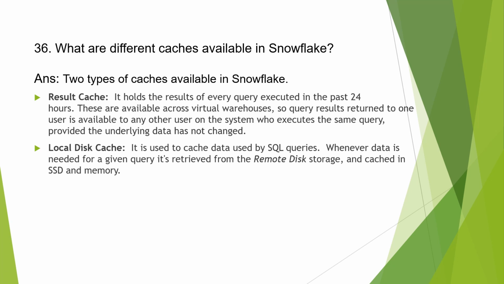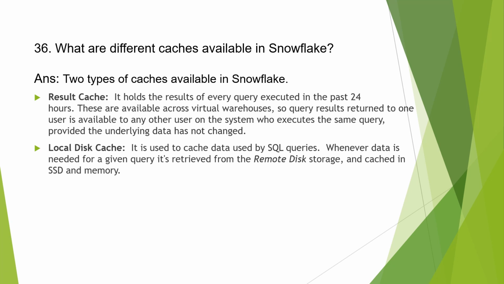The result cache will hold the results of a query up to 24 hours. Suppose I am running a query, and if I run the same query again within the next 24 hours, instead of fetching the results from the permanent storage, it will fetch the data from the result cache. So the performance will be very good. Suppose my actual query takes 5 minutes to display the data. If we run the same query again within the next 24 hours, it will fetch the data within seconds from the result cache. It will not go to permanent storage because I am running the same query.